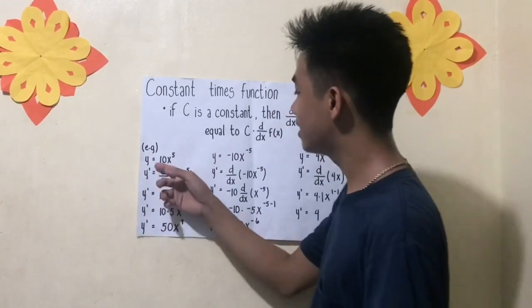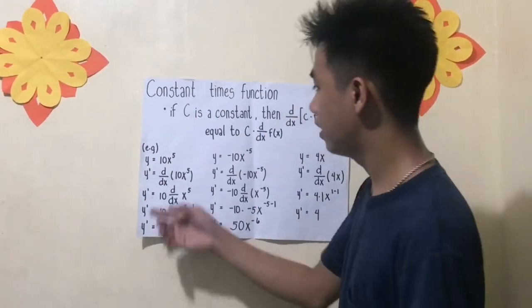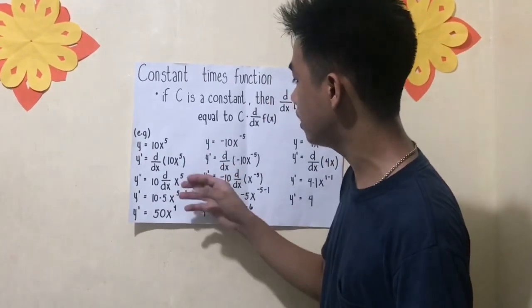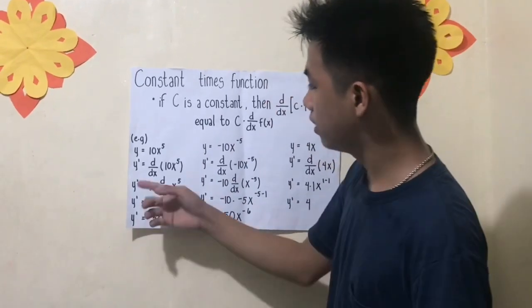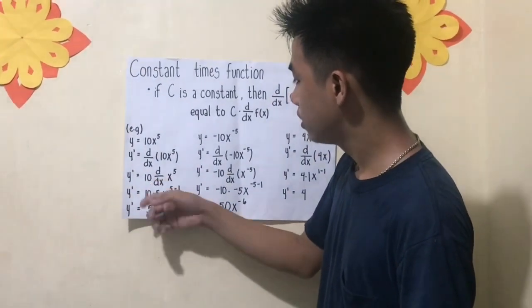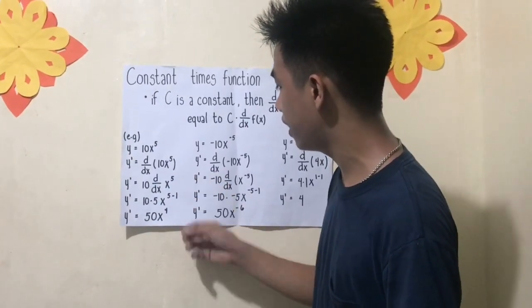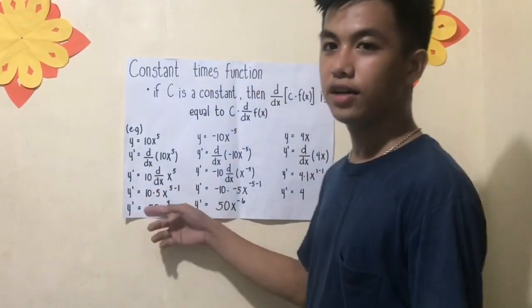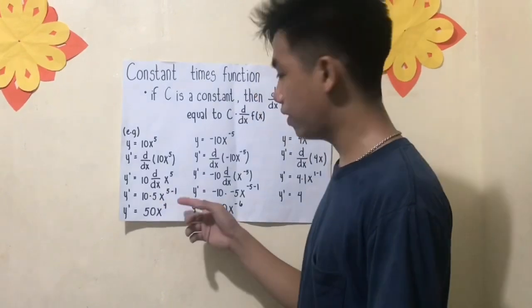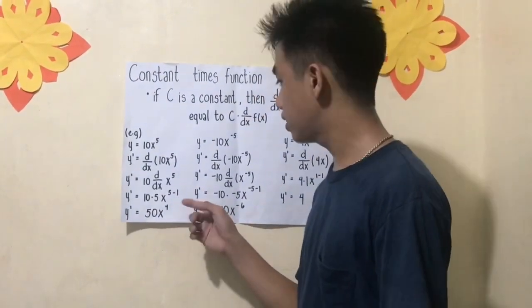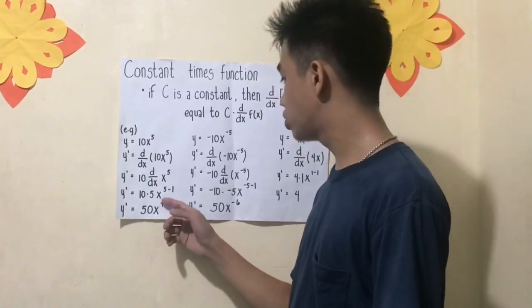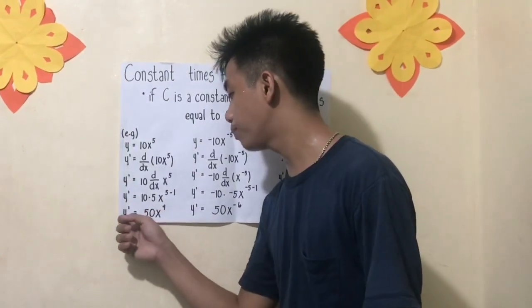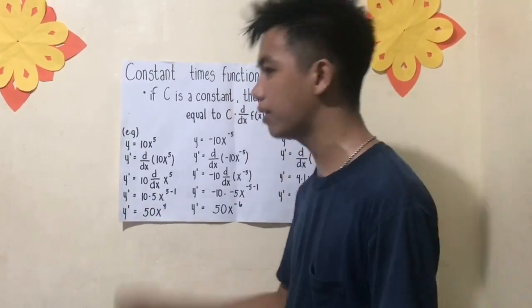Example, y equals 10x raised to the power of 5. Then, after that, y prime equals d over the derivative of 10x raised to the power of 5. And then, y prime equals 10 d over derivative of x to the power of 5. Then, after that, we have to bring down the value of our exponent next to the 10, and subtract the exponent by 1, and that will give us the answer of y prime equals 50x raised to the power of 4.